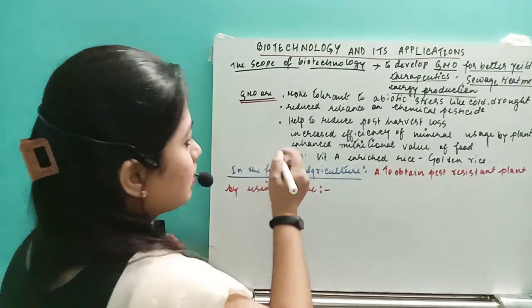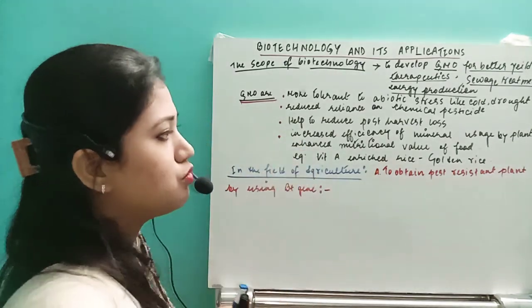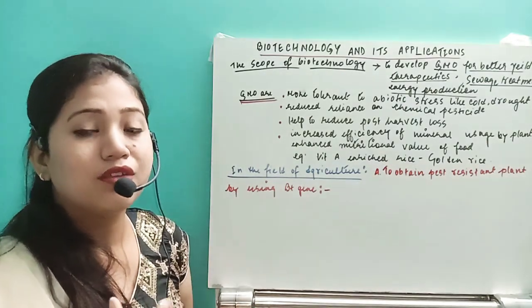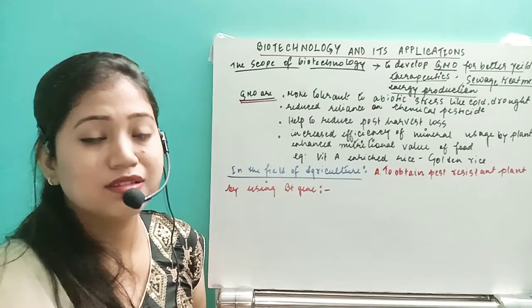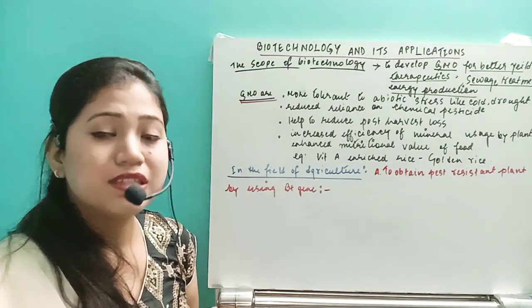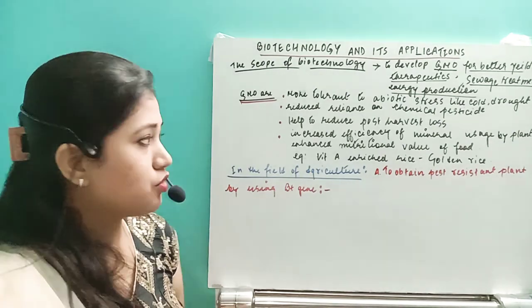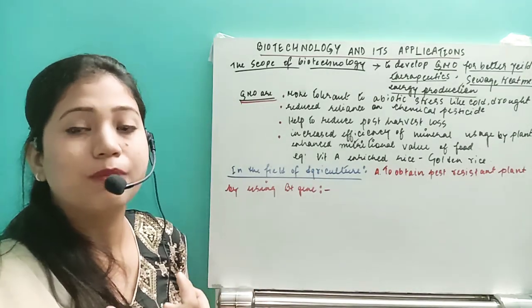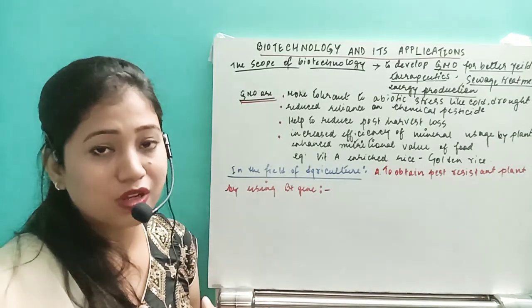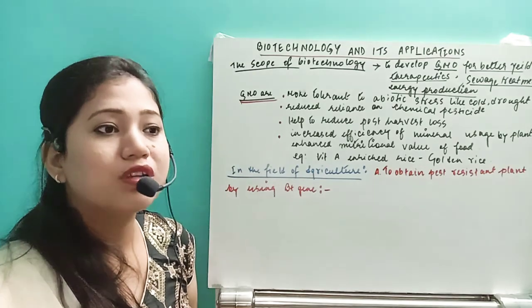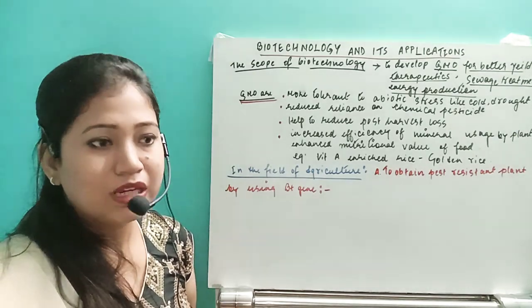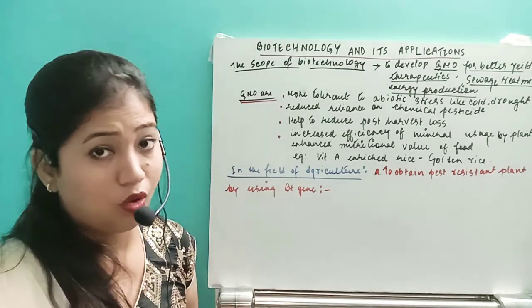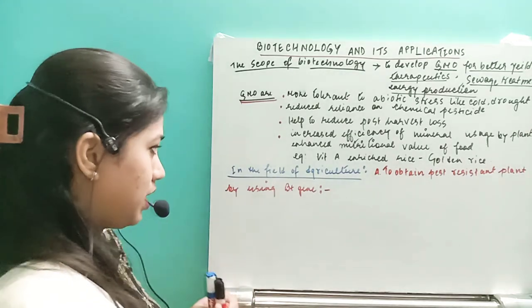Next one, it increased the efficiency of mineral use by the plants. So these plants require different types of elements and minerals like phosphorus, calcium, and sulfate from the soil. That will be also one application, that whenever the plant extracts those minerals from the soil, it does not completely decrease the soil fertility. This way the genetically modified organisms, GMOs, are created.